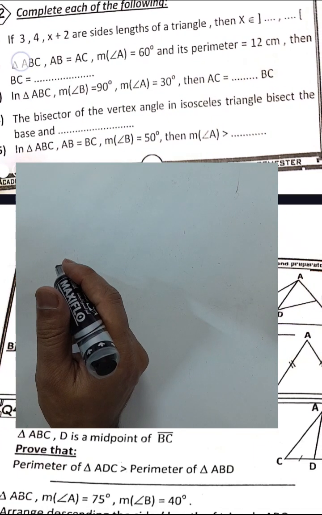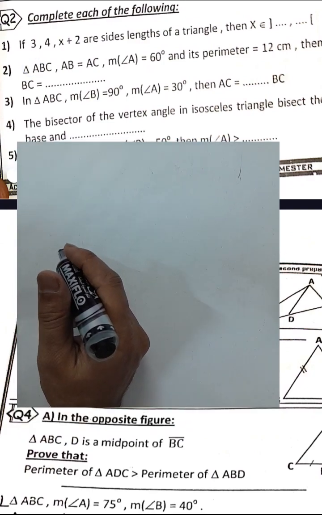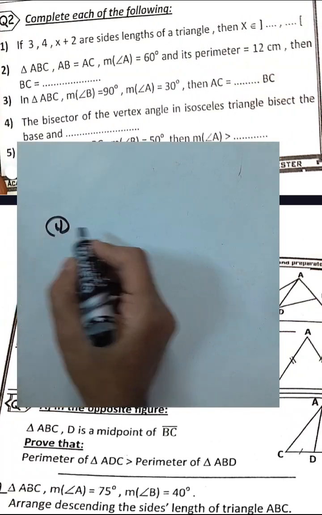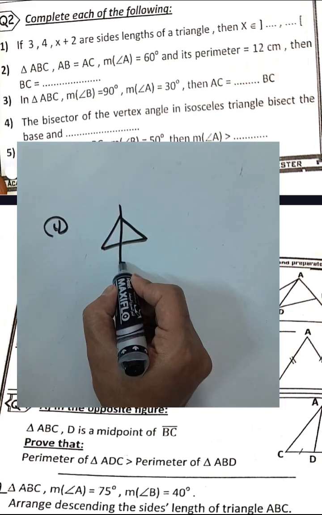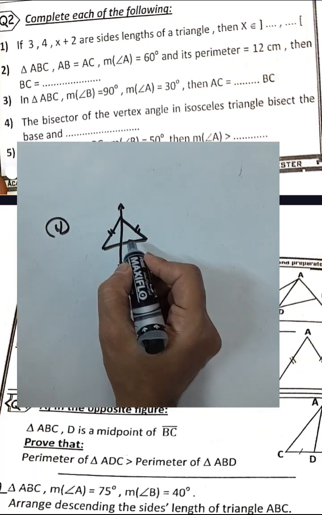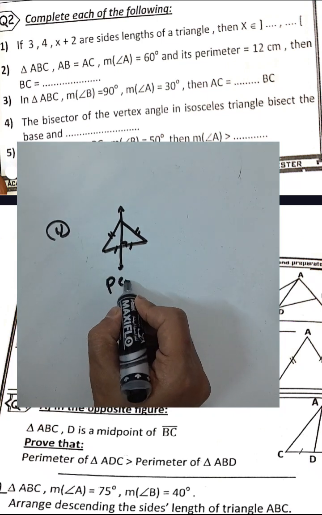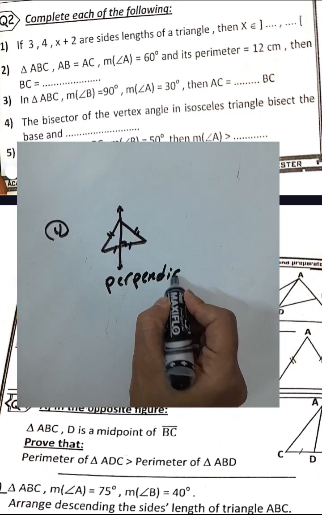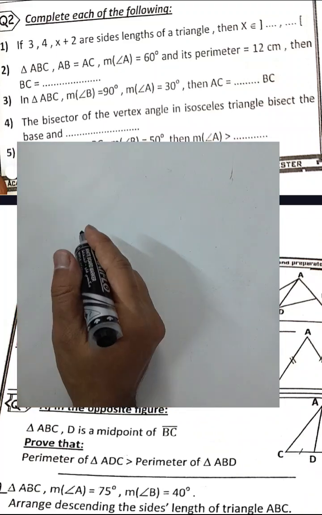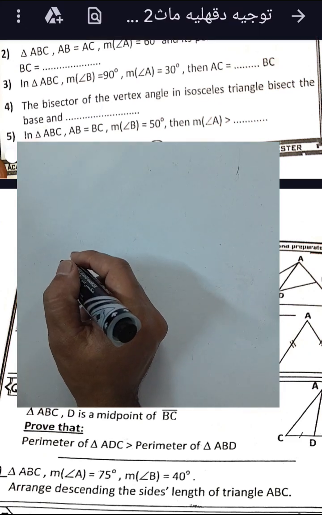Question number 4. The bisector of the vertex angle in an isosceles triangle bisects the base and is perpendicular to it. We have an isosceles triangle and its bisector here. This bisector bisects the base and is perpendicular to the base.